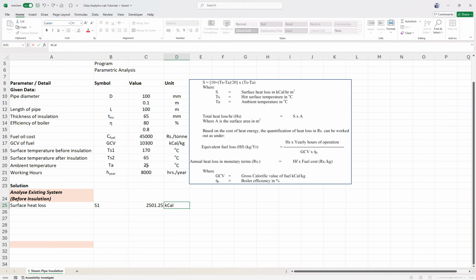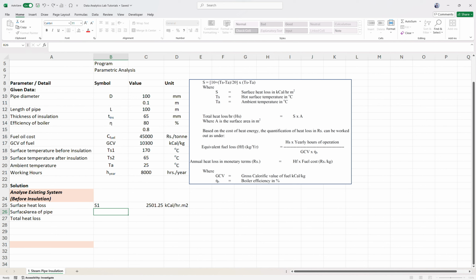Unit of this S1 is kilocalorie per hour per meter square. Okay, this is again for our convenience. Second one, we need to calculate total heat loss. This total heat loss HS is actually calculated as a product of surface heat loss and surface area. So first of all we need to calculate the surface area. So I will simply cut this and paste it here. So surface area of pipe.